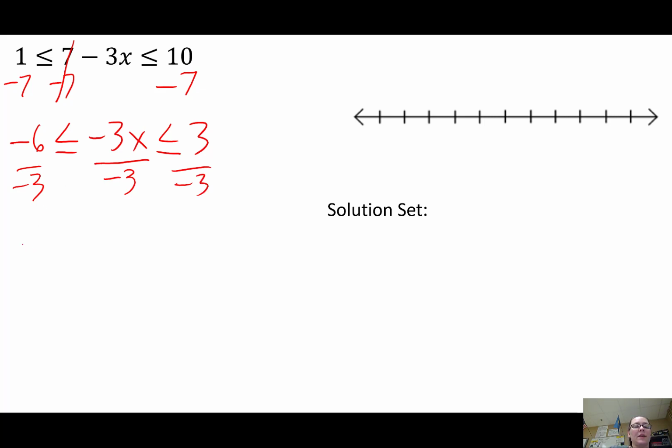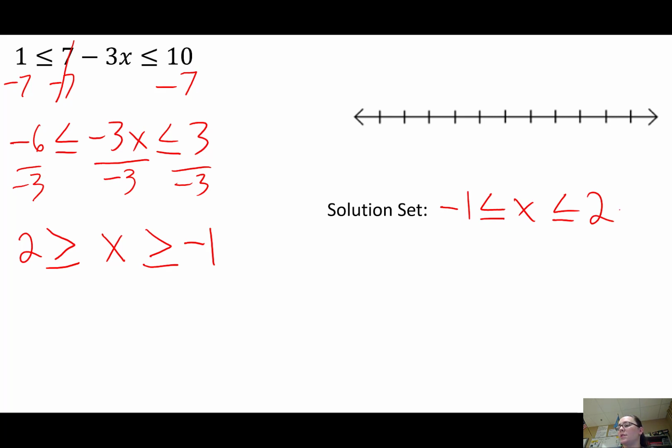So -6 divided by -3 gives me 2. Since I divided by a negative, I do have to flip my inequality sign. And 3 divided by -3 is -1. So my solution set for this is -1 is less than or equal to x less than or equal to 2. This is a standard way of writing it, with the smallest number on the left side and the larger number on the right.